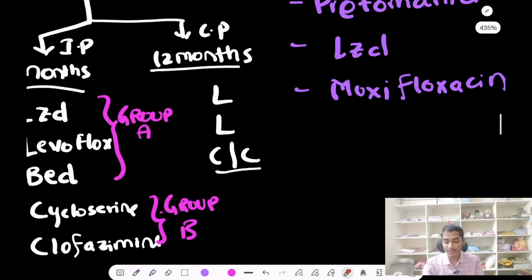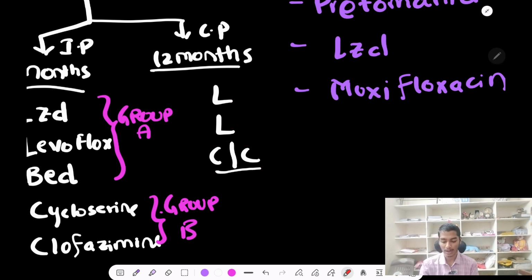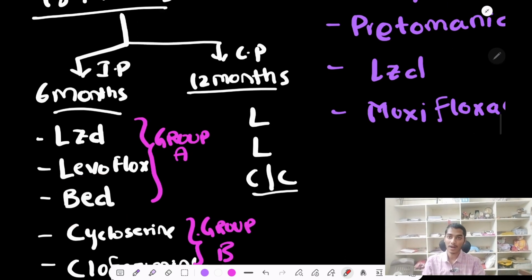Whereas in the continuation phase we will just go with linezolid and levofloxacin, and cycloserine and clofazimine, these drugs, but we will not go with bedaquiline. Why we will not go with bedaquiline, I will discuss when we discuss the individual drugs.